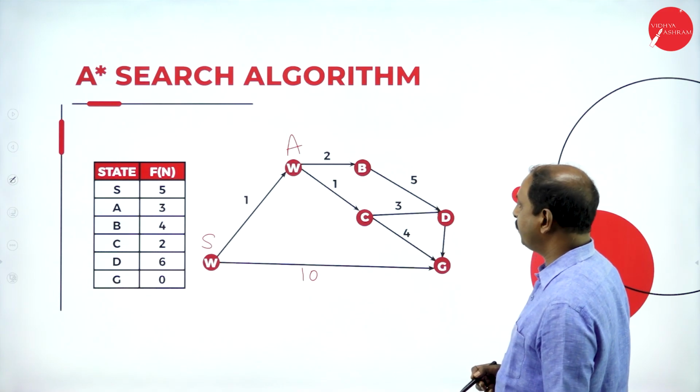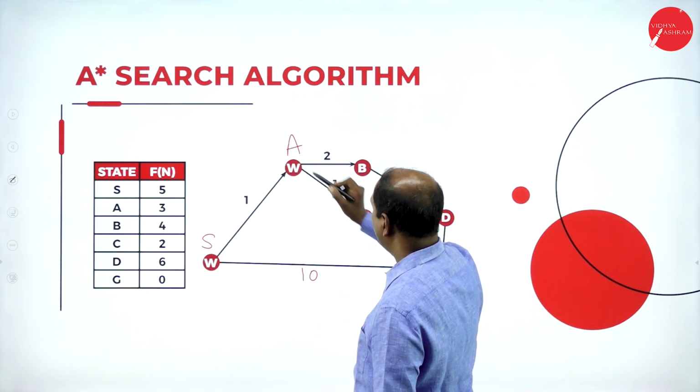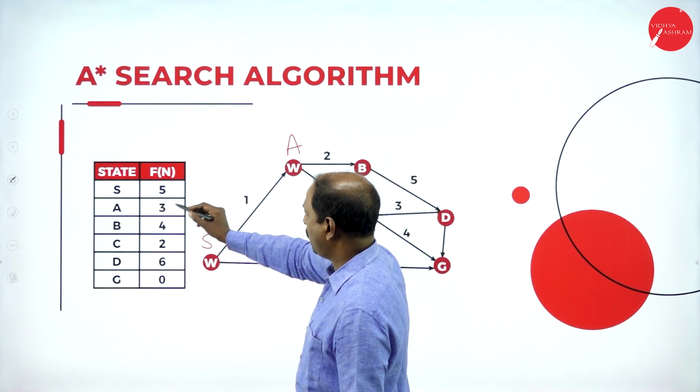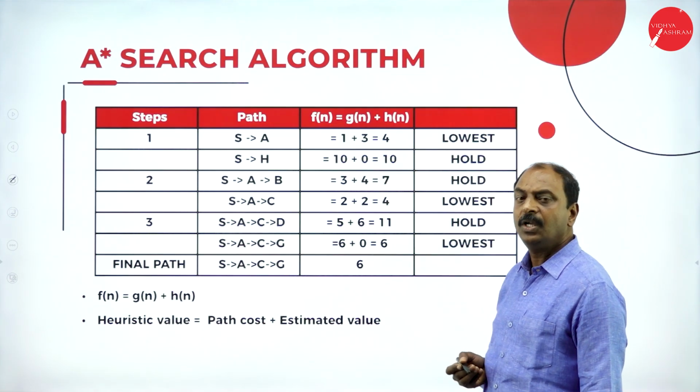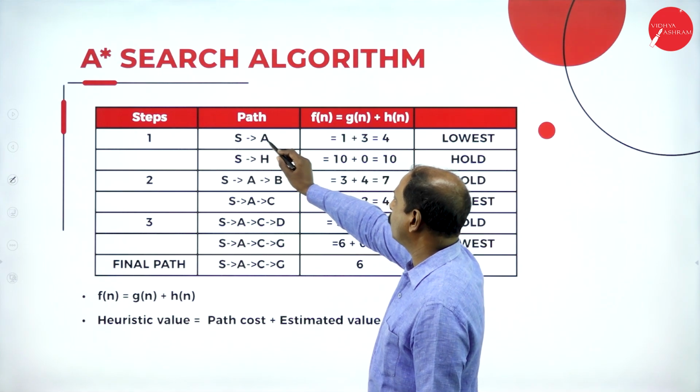Now let us have an example. In this one, look at this value is 1 and this value is 10. And the value of A is 3 and the value of J is 0. Look at this table. What is step number 1? So 1 is the path, yes, directly it goes to A.